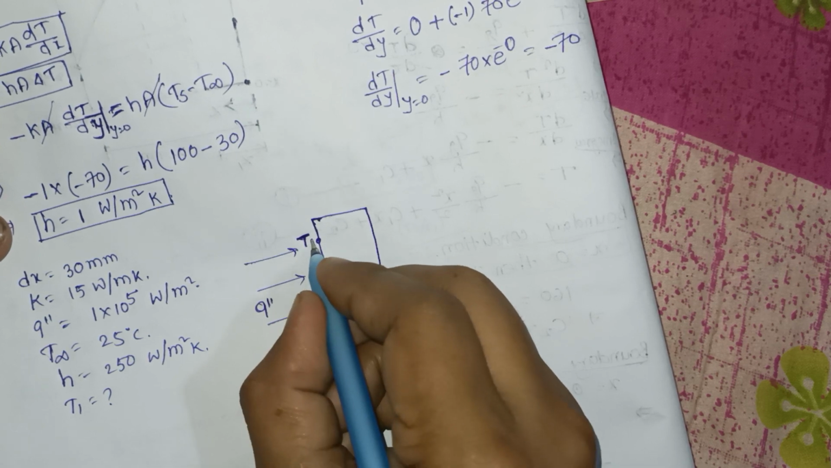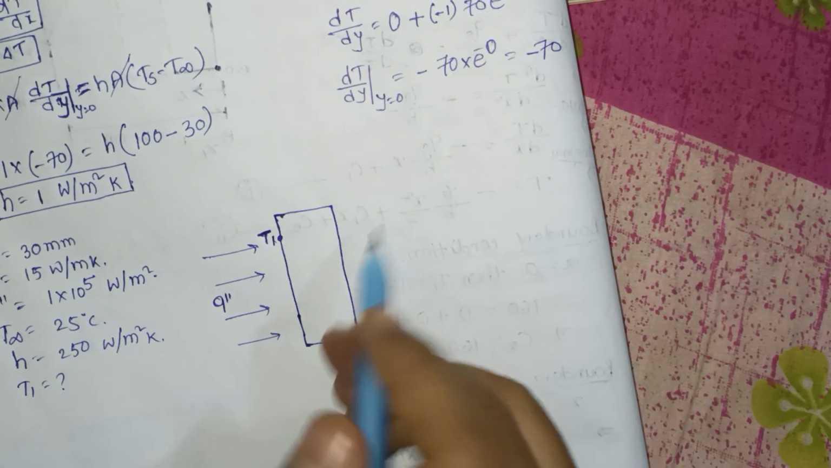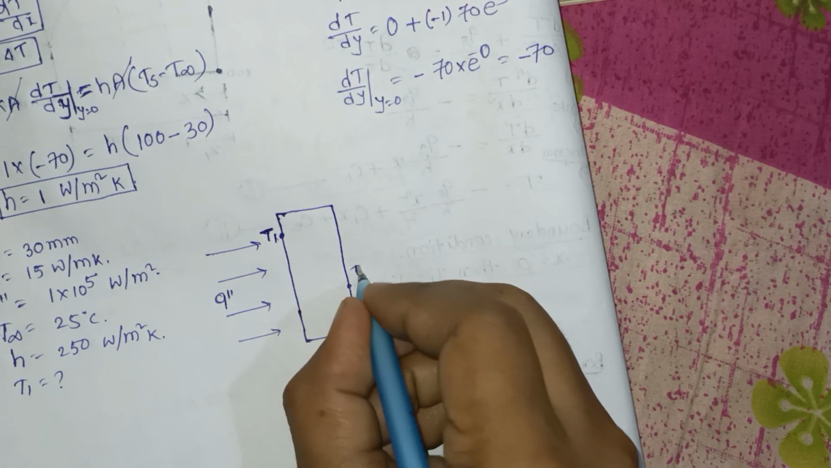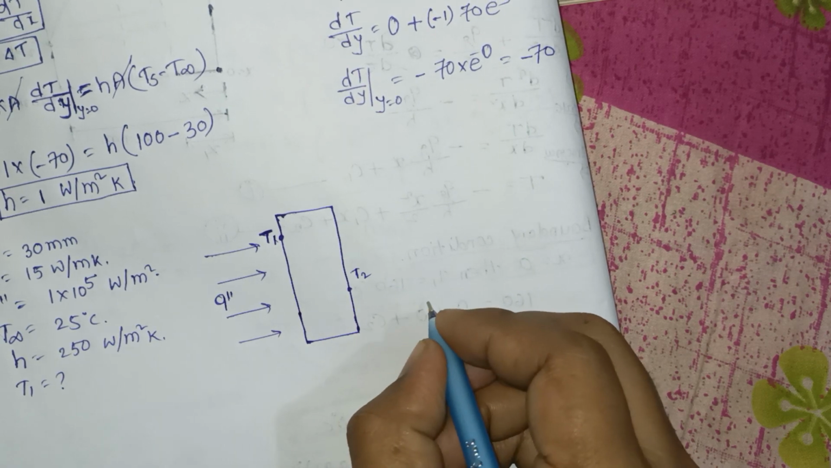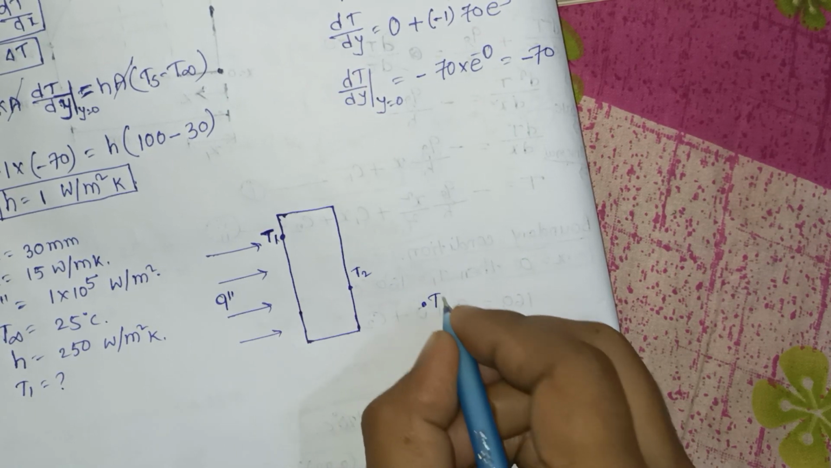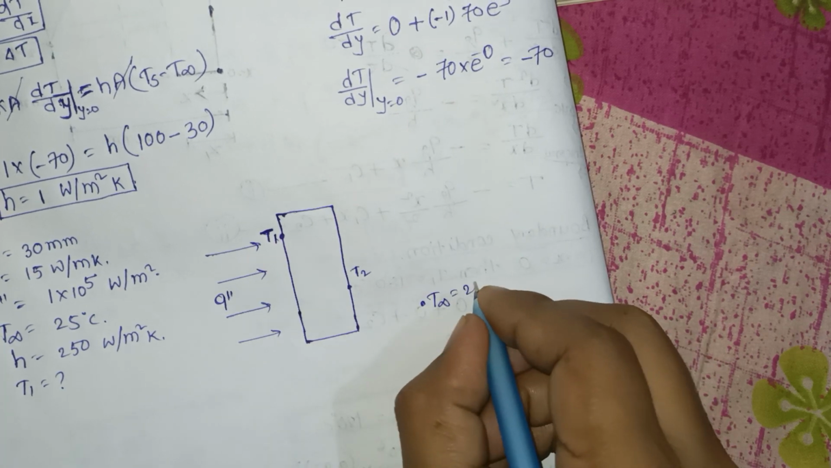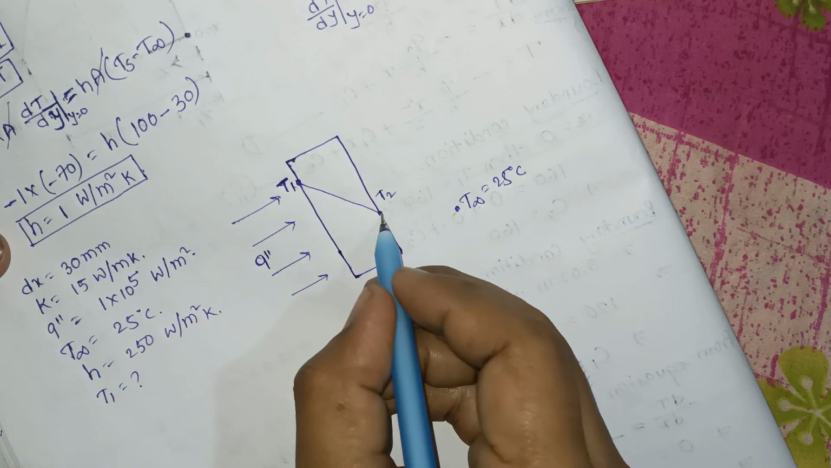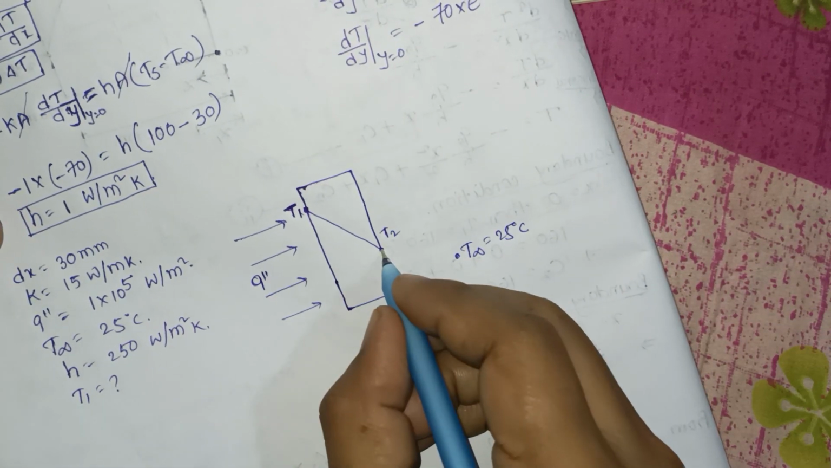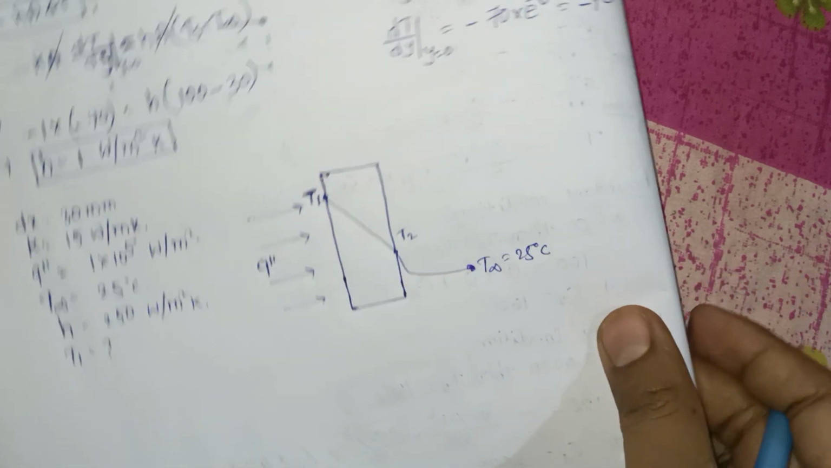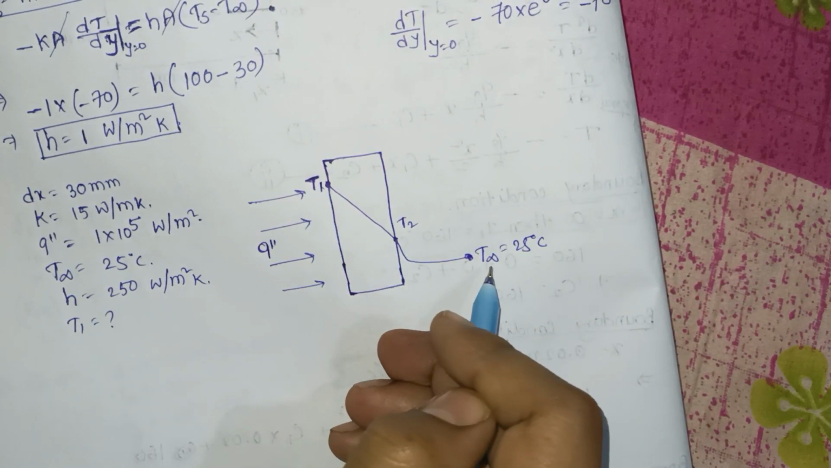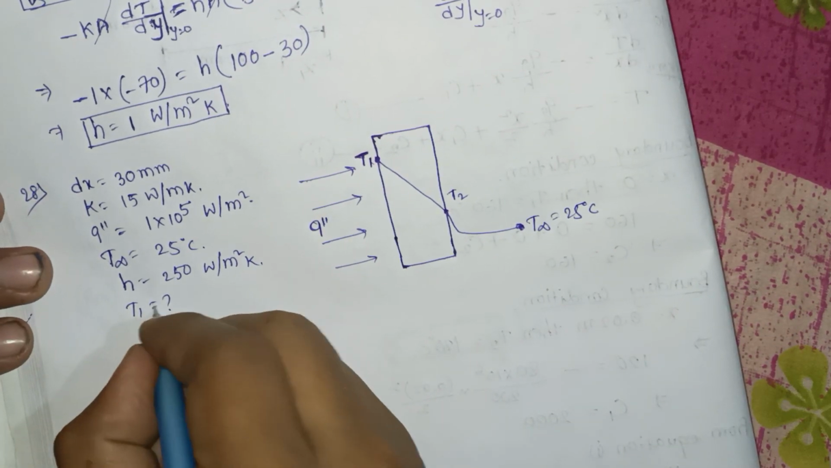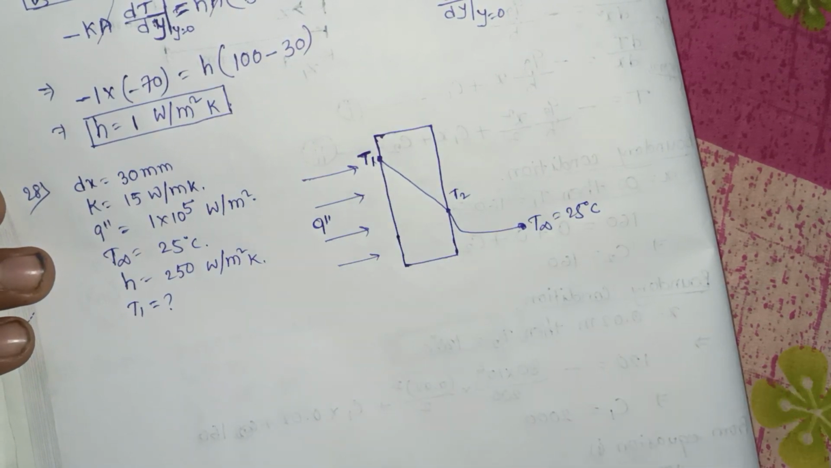Diagram is given in this question, so that's why I repeat the diagram. This is T1, this is T2, and here this temperature T infinity, that is 25 degrees Celsius. Okay, you have to find out this T1. How do you calculate this T1?